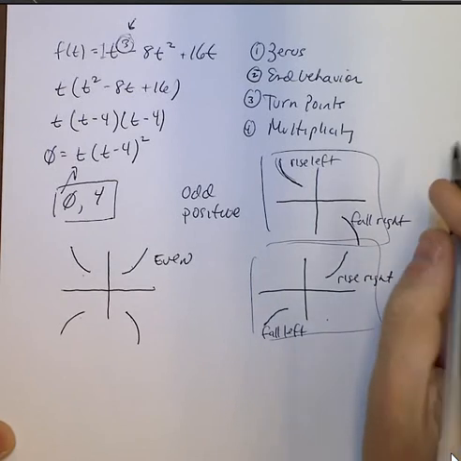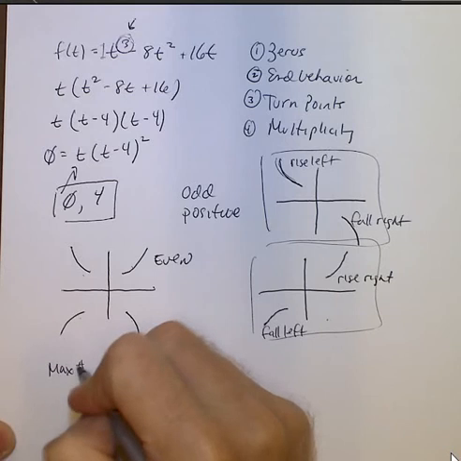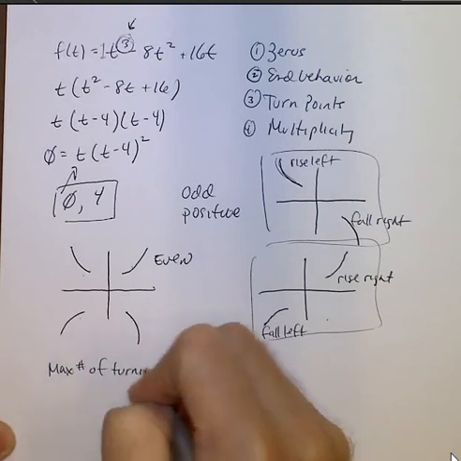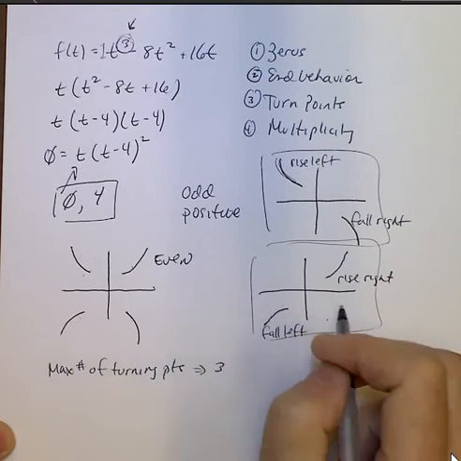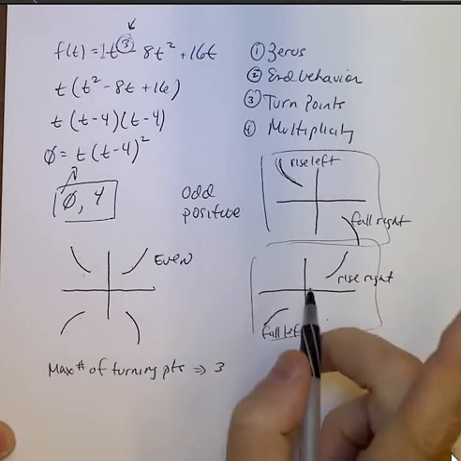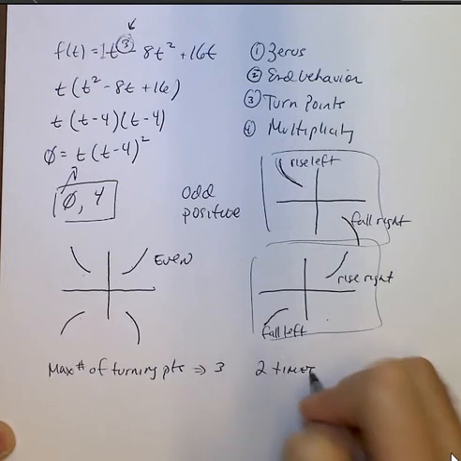In terms of turning points, the maximum number of turning points is the degree minus 1. We have a degree 3, so the maximum number of times this polynomial is going to turn is 2 times. You have to be able to determine that.